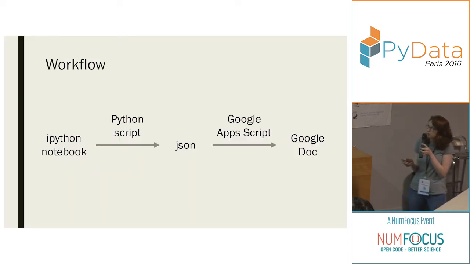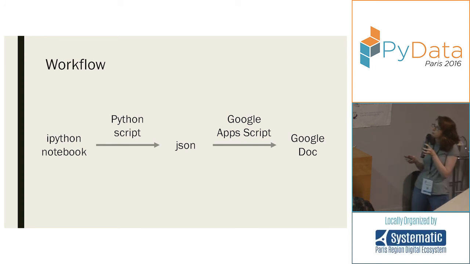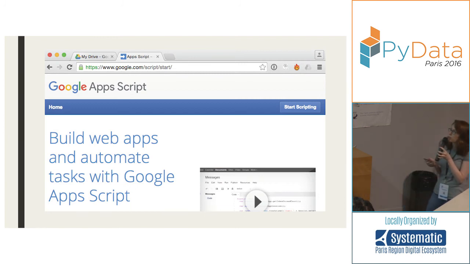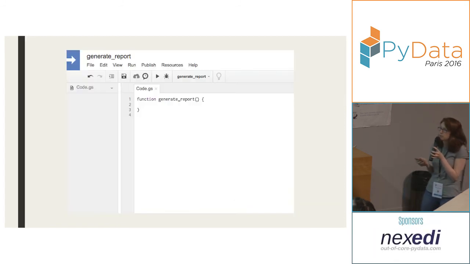So now we've done the first part of this workflow, and we can move on to using Google Apps Scripts. If you're not familiar with Google Apps Scripts, you can start scripting by going to this following URL and pressing Start Scripting. You end up with something that looks like this. I've actually called my report generate report, and I have an empty function called generate_report.